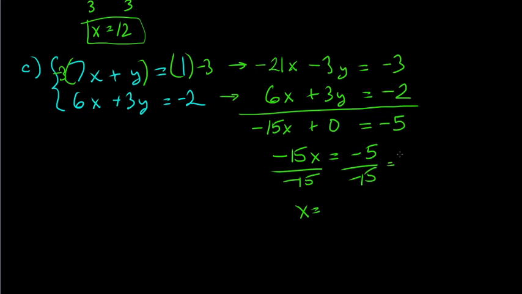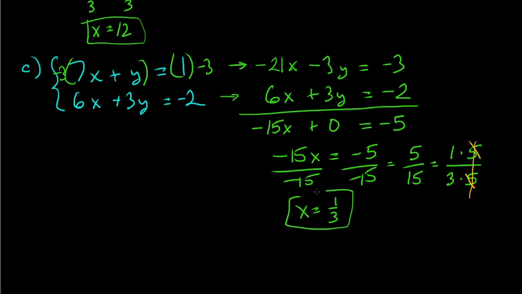Now a negative divided by negative is positive, and we want to reduce this to its lowest terms. So the numerator is 1 times 5, the denominator is 15. 15 is 3 times 5, and 5 divided by 5 is 1, right? So the 5's cancel, and we're just left with 1/3. So x equals 1 over 3, 1/3.